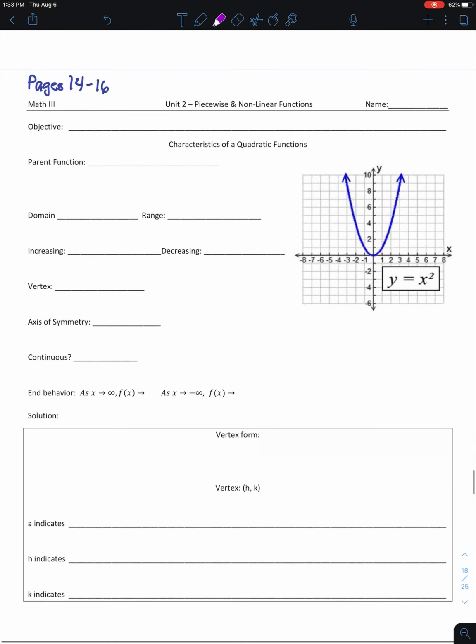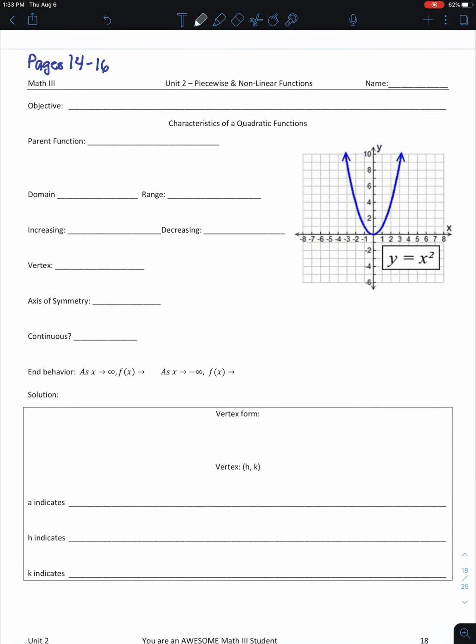For today, our lesson is going to be graphing a quadratic function. So our objective today is to graph a quadratic function from vertex form. And I really should modify this, because we're not actually going to graph, we're going to sketch. So we're going to sketch a quadratic function from vertex form.